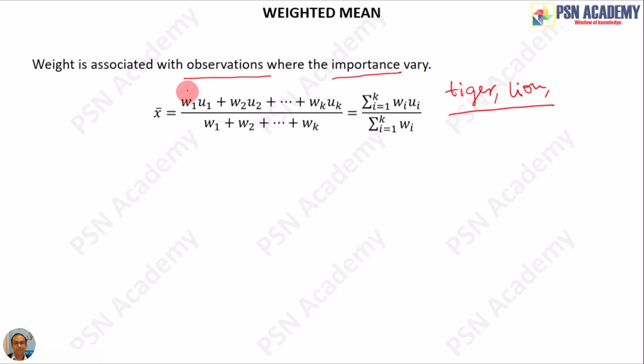So you can have this w1 as f1, what you have learned before. That frequency can be considered as a weight because frequency is actually counting the number of occurrences, right? There are many other ways you can have the weights of those variables, and you go with the summation of i equal to 1 to k wi ui by summation of i equal to 1 to k wi. So it is actually very similar to the formula for the mean of frequencies. So you can say that the calculation of arithmetic mean using frequencies is a type of weighted mean.